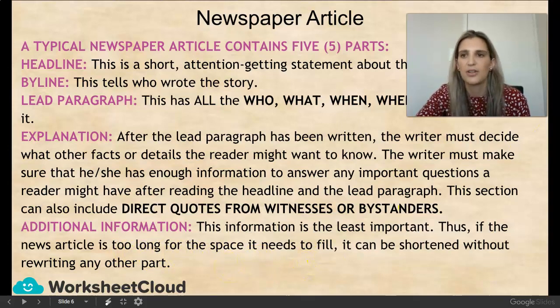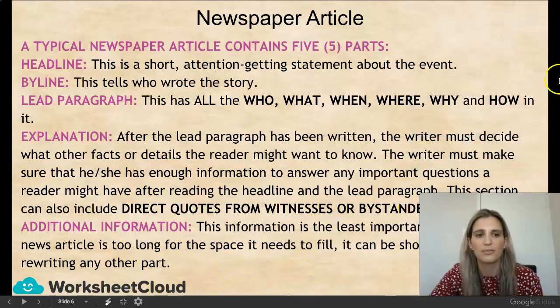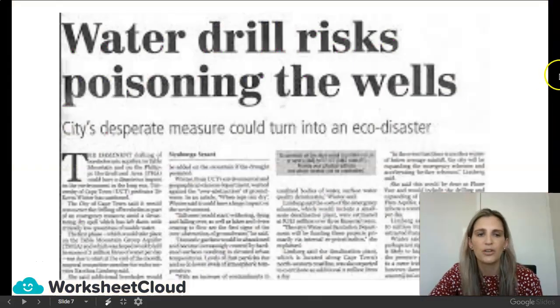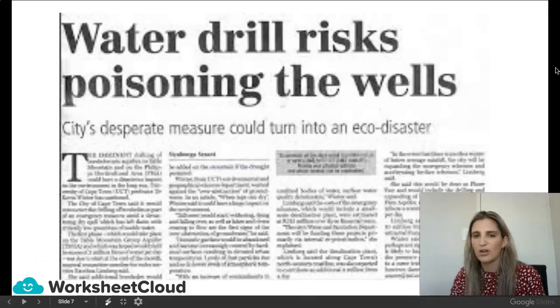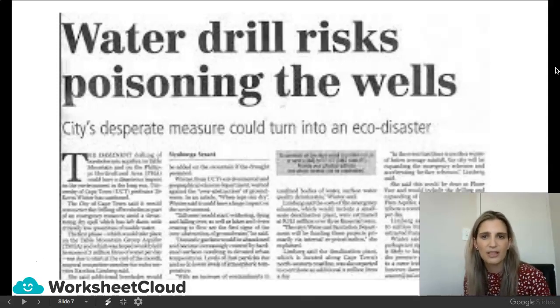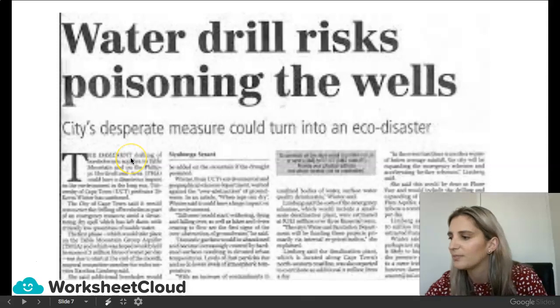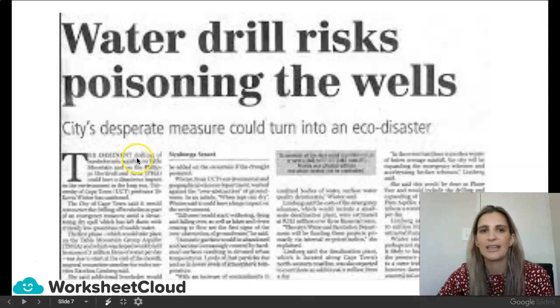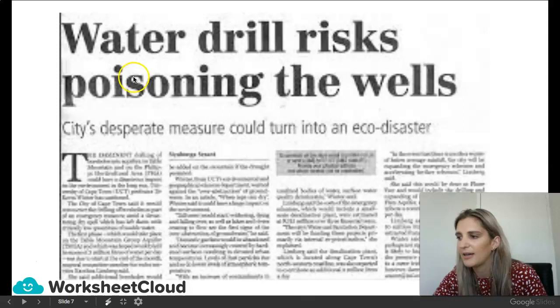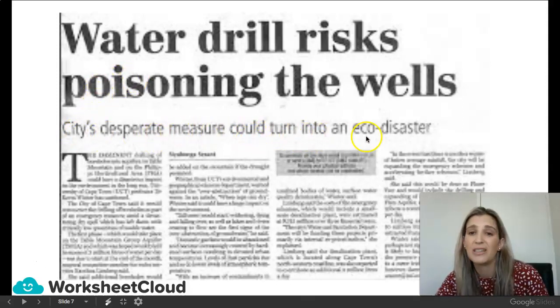We're going to have a look at a newspaper article. Not great quality, I apologize for that. So this was just coming from, I think, last year's Cape Times, and this was talking about our drought. Water drill risks poisoning the wells. So there's our headline, and it's not very clear, but you can see that this newspaper article has a catchy title. There's a subheading, City's Desperate Measure Could Turn into an Eco-Disaster.